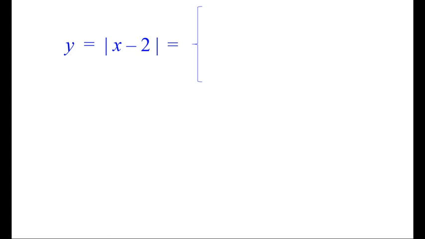So if we're looking at y equals the modulus of x minus 2, we know that there's going to be two possibilities here. The thing inside the modulus signs could be positive, in which case it remains the same, or the thing inside the modulus signs could be negative, in which case we multiply it by -1. So we have two branches. We've got the situation where what's inside the modulus signs, that is x minus 2, is bigger than or equal to 0. And we know that if that's the case, what's inside the modulus signs is not going to change. So it will still be x minus 2.